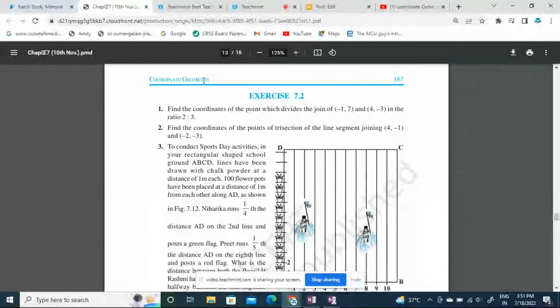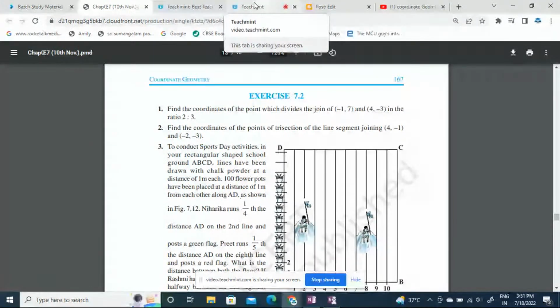Now this is your exercise 7.2. In this particular exercise, we learn how to find the coordinates of the point in between the lines. And this is generally termed as the section formula. Now I'm going to start with the exercise 7.2.